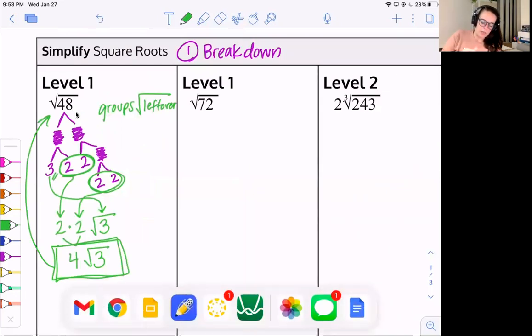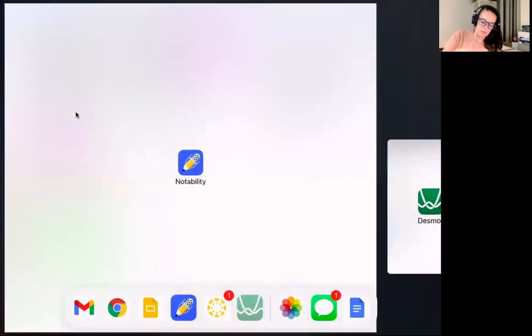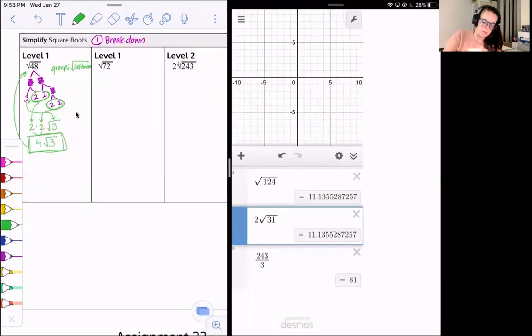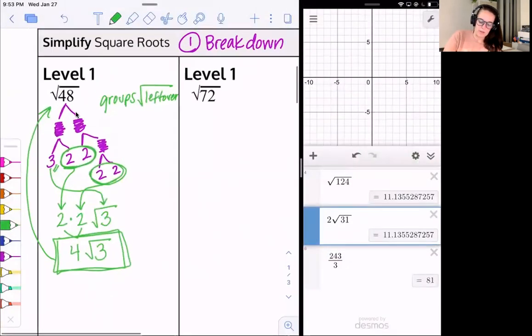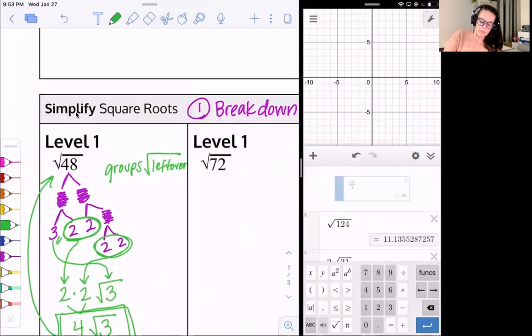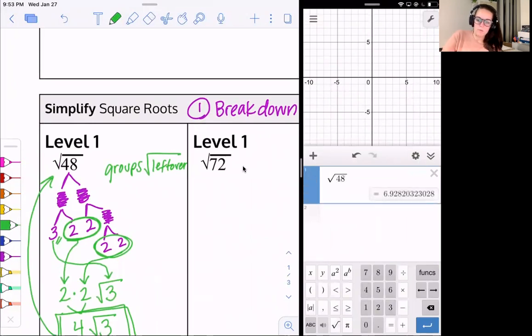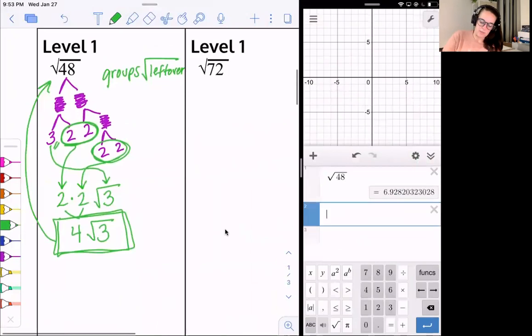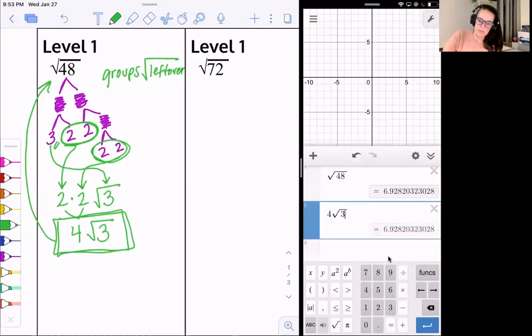If you want to double check, you can absolutely use your calculator to do so. So I'm going to go ahead and find some clear space here. There we go. I'm going to go square root of 48 would be this decimal here. And I believe that that is the same as 4 times the square root of 3, which I see these decimals match, so I know that I did it correctly.